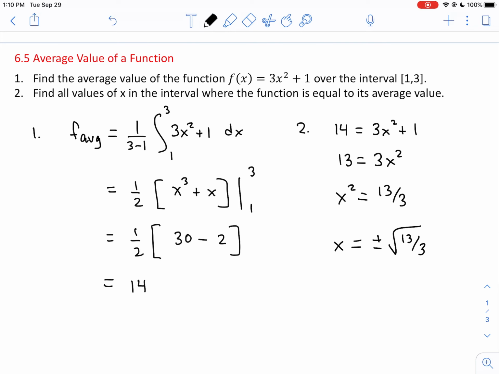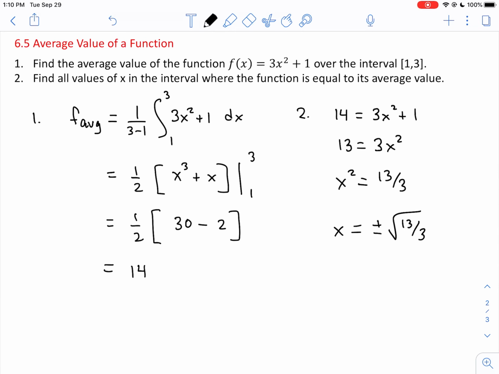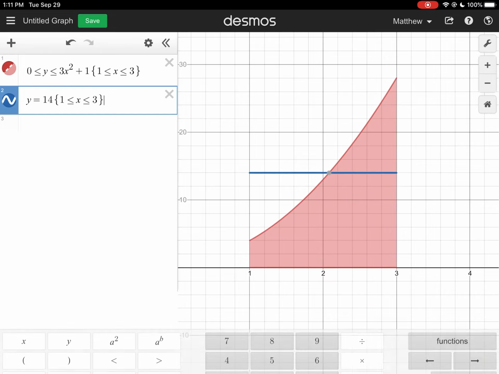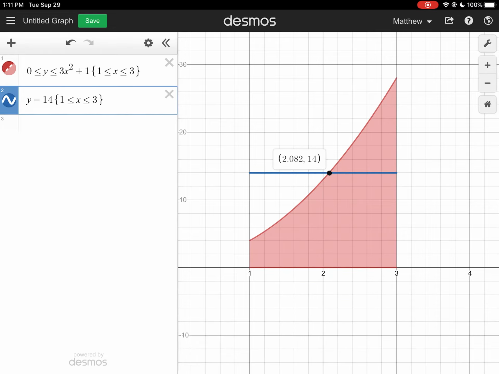We actually only want to keep one of these answers because we want the answer that's in the interval. So we want an answer that's between 1 and 3. That's the positive answer here. If you reach for a calculator and decimalize this, you'll get that this value is approximately 2.082. When you're in Desmos, if you click on a graph, it'll find points of intersection with other graphs that are graphed at the same time. So it automatically finds this point of intersection. 2.082 is the x-coordinate and the y-coordinate is 14.